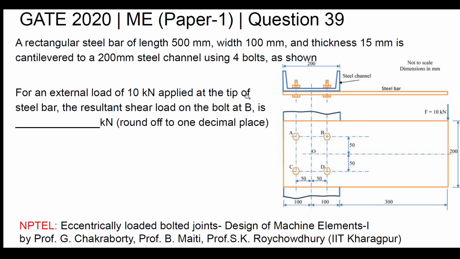Hello all. Today we are going to see a problem from GATE 2020 first paper of mechanical, question number 39. So you can see that you are being given a system like this. Basically, this is about the bolted joint when they are loaded eccentrically with some eccentricity.